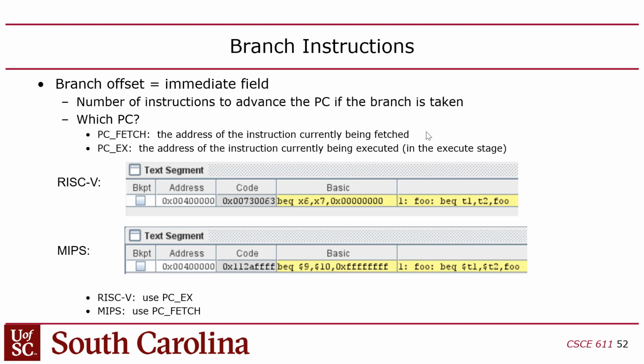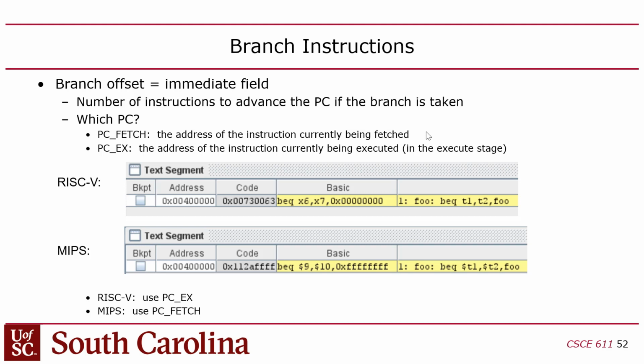Right? So the offset, 0 offset means myself. Whereas in MIPS, the offset is -1. See the F's here? This is the assembly instruction with the label foo. This is the machine instruction where the foo is translated to an offset, right? And the offset is 0 here and -1 here. Make sense?